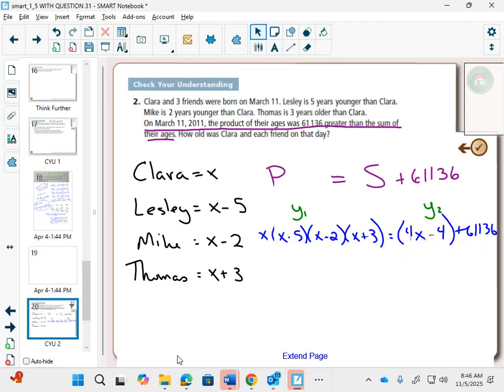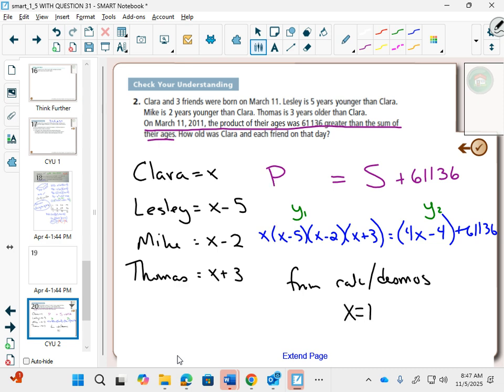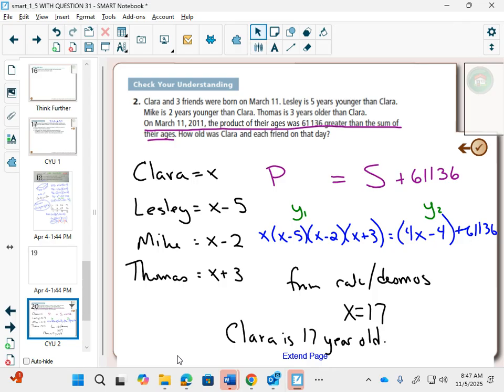So if on a take-home quiz you write y1 and y2 there and then say from calculator, or if you use Desmos, it is a word problem. So you should end with a statement that shows that you know the answer to that word problem. Claire is 17 years old.